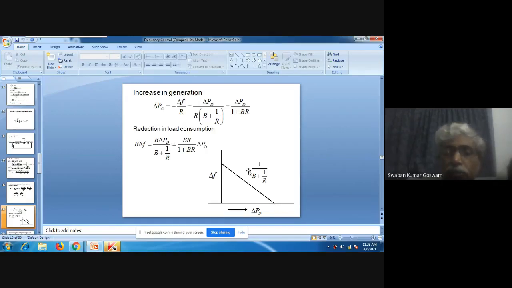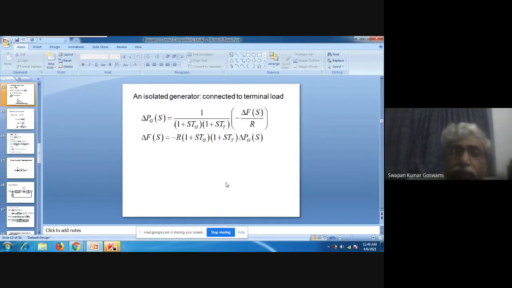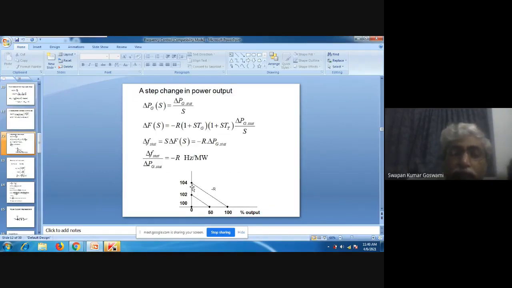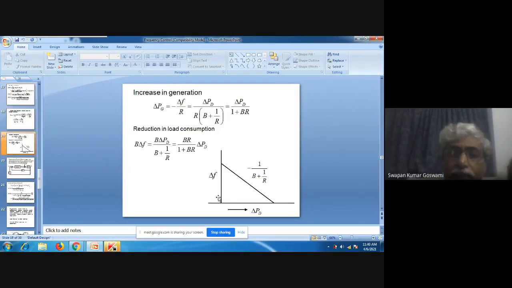Previously the droop of the governor was somewhat less, it was minus R. Now because of the load and the governor together, the droop is minus of 1 upon B plus 1 upon R. This is the load frequency characteristics of the power system. Previously we showed the load frequency characteristics of the governor, and this is the load frequency characteristics of the power system, including the governor action and the behavior of the load.